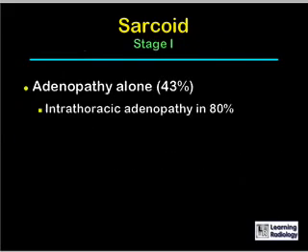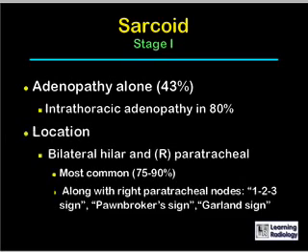Stage 1 sarcoid is adenopathy alone. It is almost always bilateral hilar and right paratracheal adenopathy. This has been called the 1-2-3 sign, the pawnbroker sign, Garland sign.